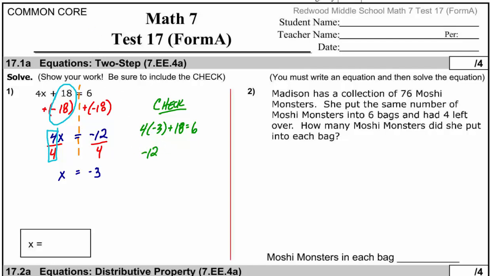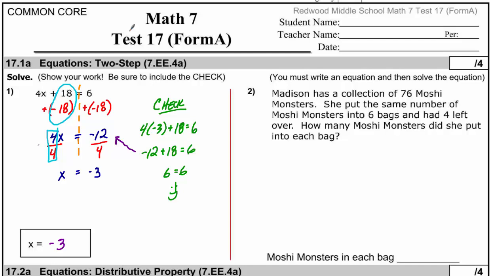And we've talked about the fact that as you're doing the check, you're going to see these numbers pop up again. The negative 12 is that negative 12. Plus 18 is equal to 6. 12 negatives, 18 positives. There are 12 zero pairs here. So after those 12 negatives cancel out 12 of those positives, they leave 6. And we can feel confident with an answer of negative 3.